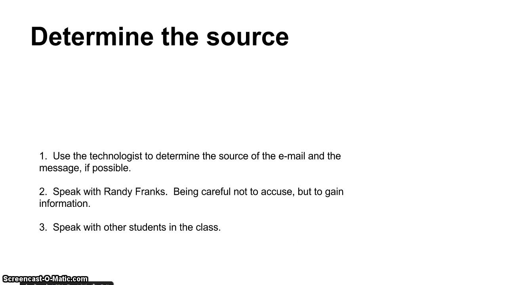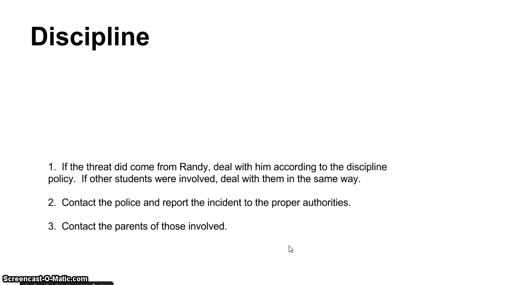So if we can, use the technologist to find the source of the email and the message. Also, during our talk in the morning with Randy Franks, find out if we can, through him, whether he was the source of the email and the message. But we have to be careful not to be accusatory at this point. We just are trying to find information right now. And we need to also talk to other students in the class to see what they might be able to tell us about the situation that's going on.